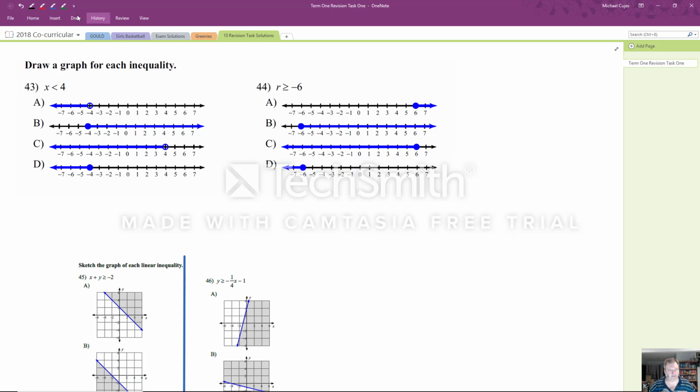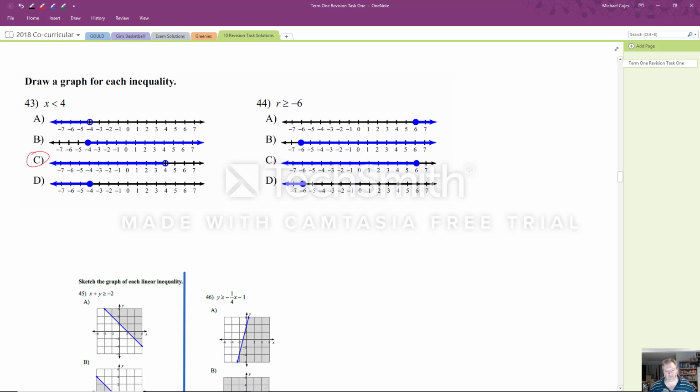A few inequalities. Most of us were pretty good on these, but yeah, we don't see them all that often, so let's just make sure. X is less than 4. So obviously we're going to have something to do with 4. Well, this is the only one with 4 actually circled, so it made it pretty easy. Just a reminder, the open circle versus the closed circle. A closed circle is for less than or equal to or greater than or equal to. Open circles are for the strictly less than or strictly greater than. This one's pretty easy though, isn't it? That's the one which shows x being less than 4.